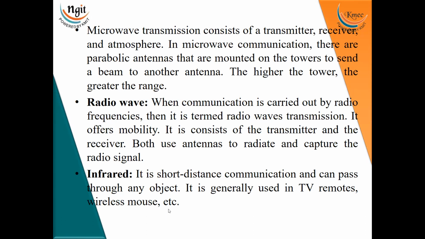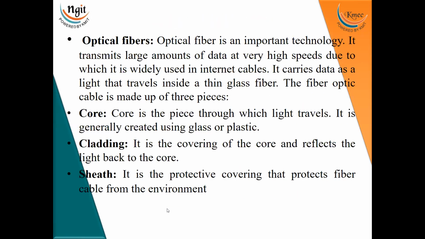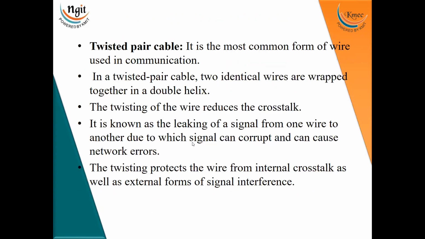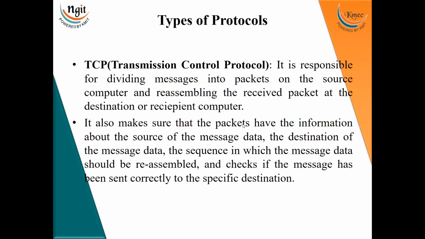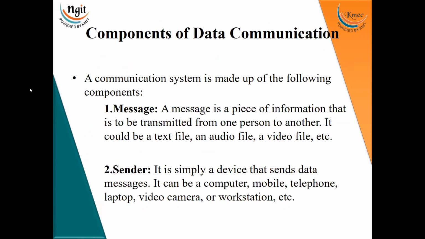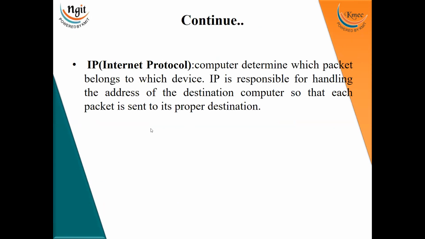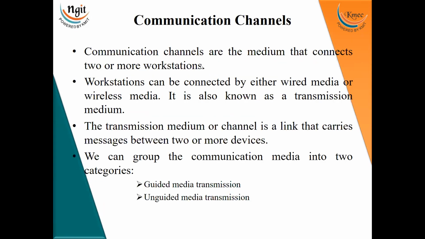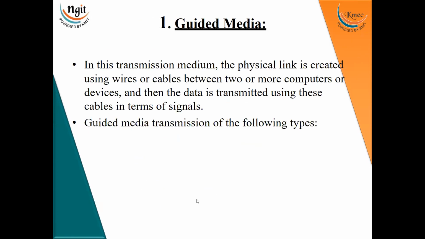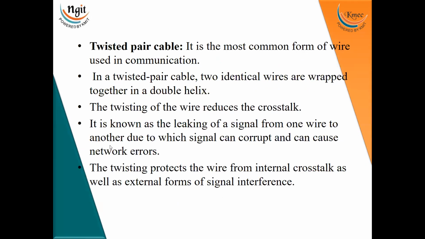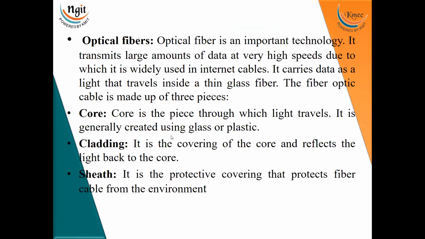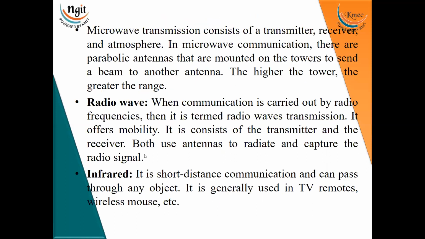Finally, in today's session, we learned what communication is and the different components of communication. Next, we learned about the types of protocols. Then we learned about communication channels: guided and unguided. In guided, we have twisted pair, coaxial cable, and optical fiber. In unguided, we have microwave, radio wave, and infrared.